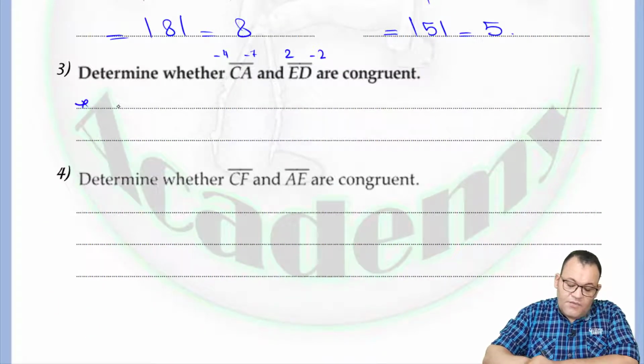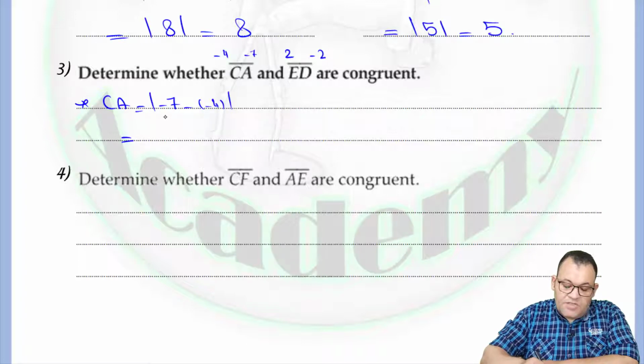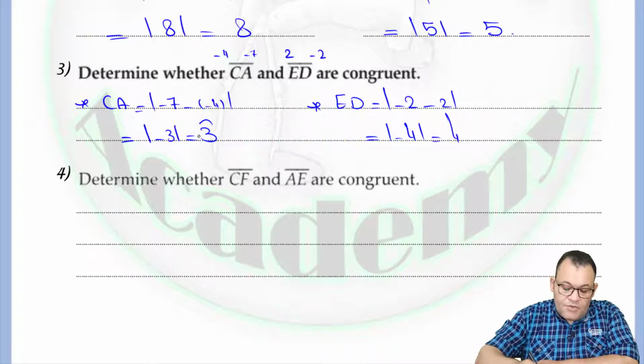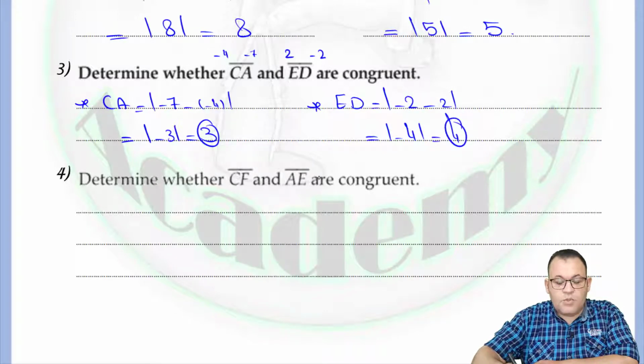So at first, I will find CA. CA equals the absolute value of -7 minus -4, which equals the absolute value of -3, which equals 3 units. Now we need to find ED. To find ED, it will be -2 minus 2, which equals the absolute value of -4, which equals 4 units. The first one is equal to 3, the second is equal to 4, so they are not congruent.